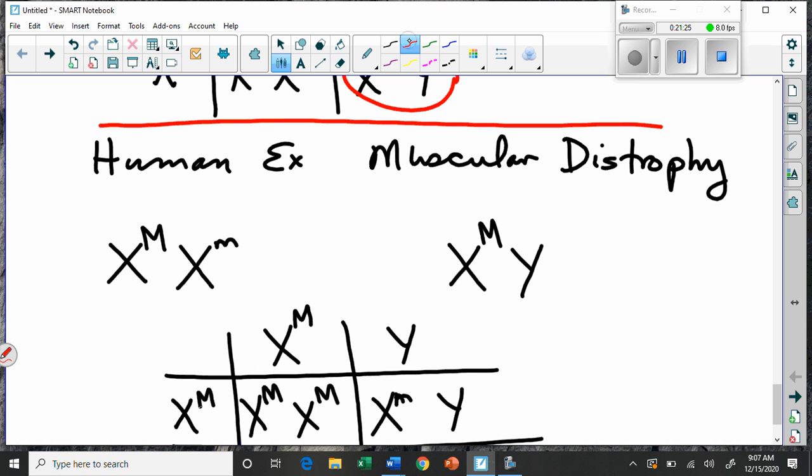This would be the one that could produce a male child who has muscular dystrophy. But do you notice something interesting? If it's a female child, she's off the hook. There is no way on this cross.